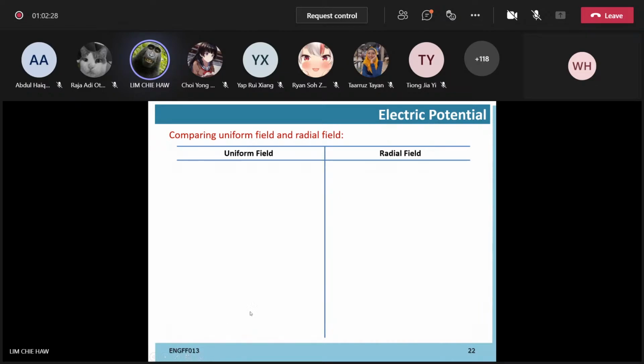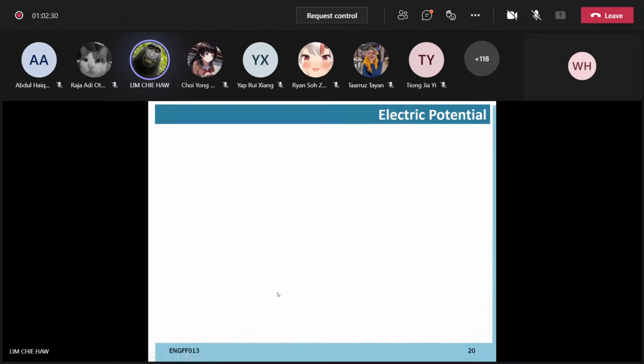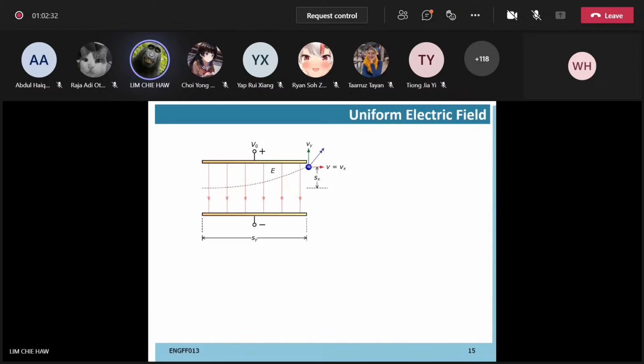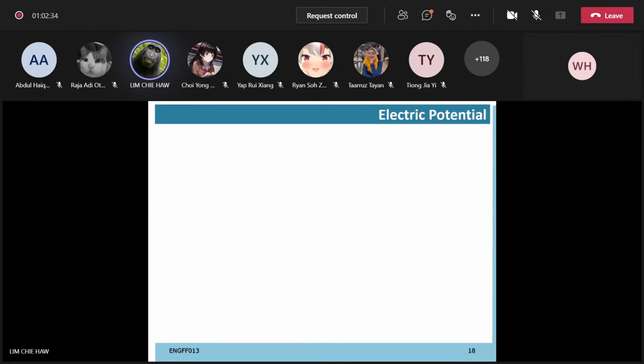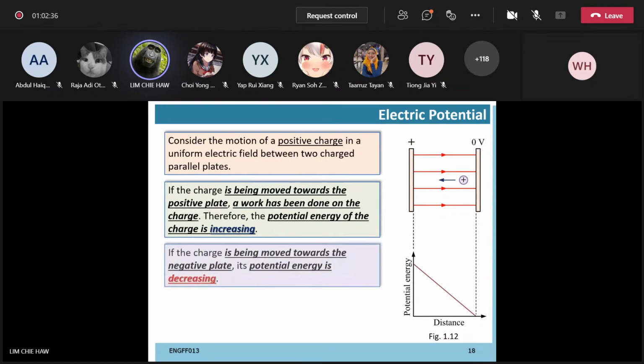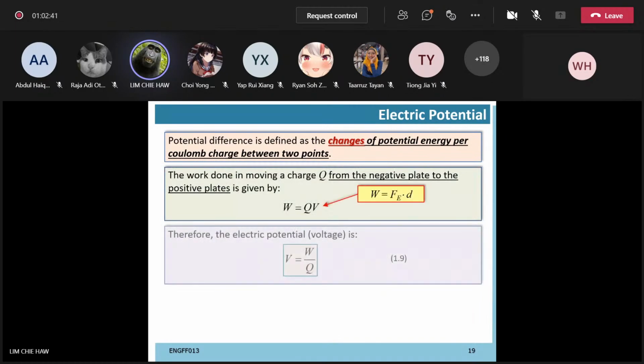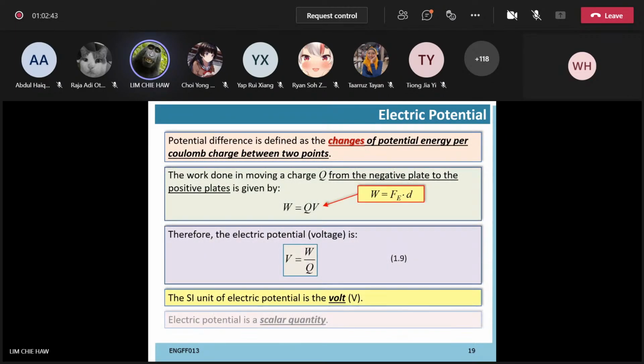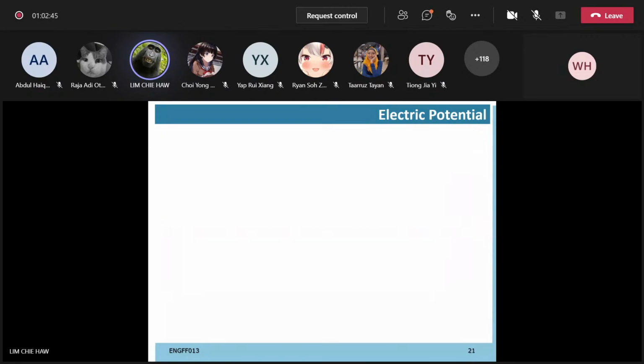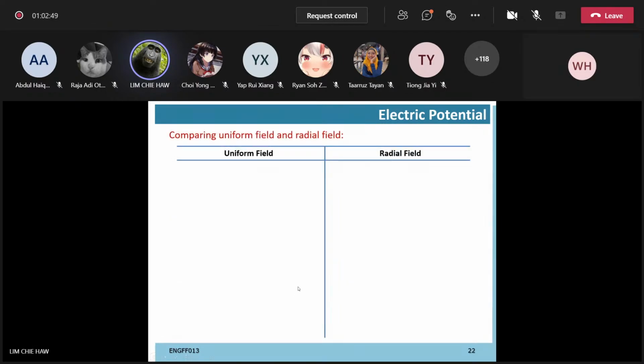We already discussed the electric potential. I think you are quite clear just now, isn't it? Start from here. I think you asked quite a lot of questions on that. I assume you already get the concept. So therefore, I will go straight to this next item before we end the lesson.